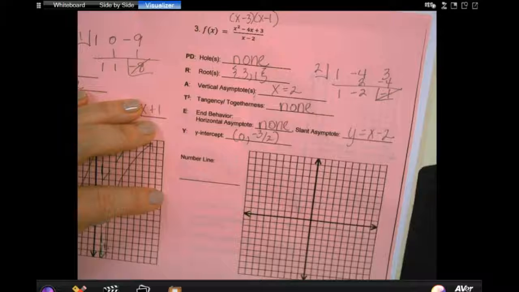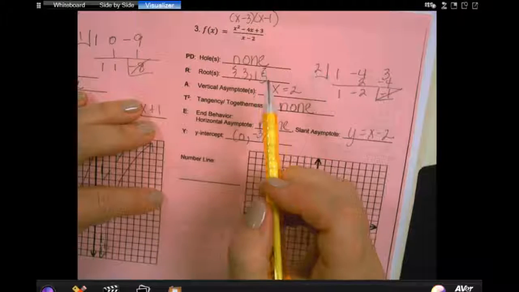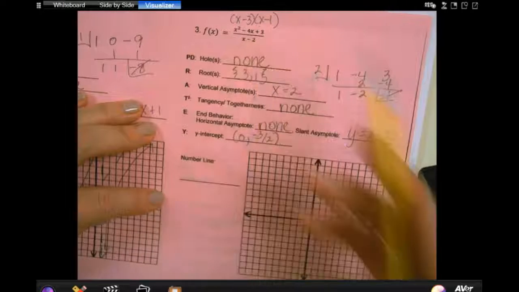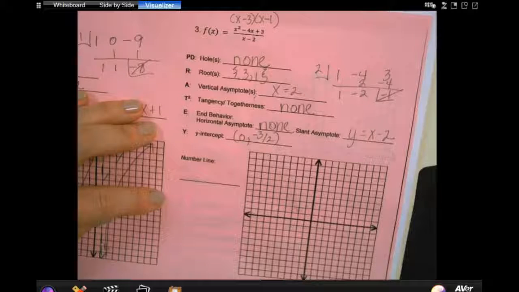Bruno, you're the one that said it was negative. Oh, it's multiply, right? Negative 3 times negative 1.